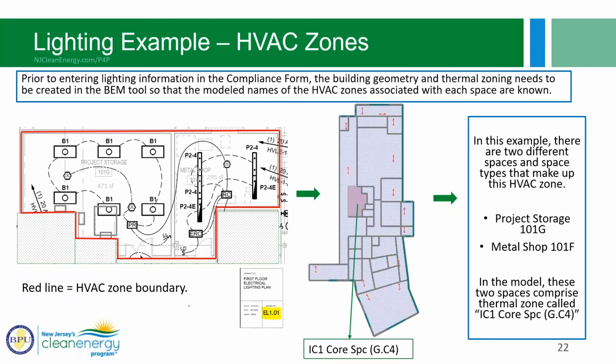So right now we're going to talk about this example here from a set of design documents. And this is one HVAC zone here that's not highlighted, but that has a red line around it. And so it's a single HVAC zone because there's a thermostat in one of these spaces that controls a unit that serves both of these spaces. And so it makes up one HVAC zone. However, there are two different space types that make up this zone. So we've got storage, and then we've got a metal shop. Okay, so those are two different space types.